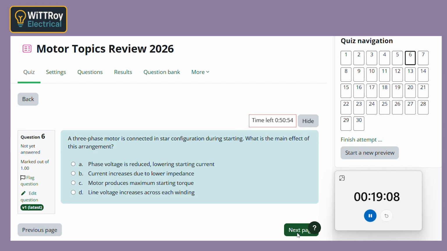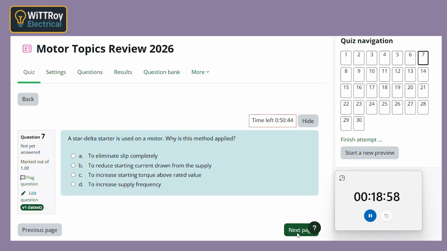Question 6. Star connection during starting. I chose higher torque. That's a classic trap. Let's break it down. In star connection, each winding gets lower voltage compared to delta. So current reduces. Yes, but torque also reduces because torque depends on voltage. So it's easier on the supply but weaker starting. Exactly. That's why higher torque is wrong.